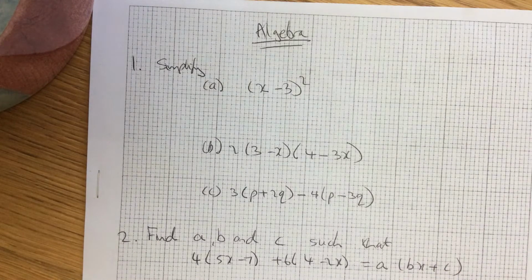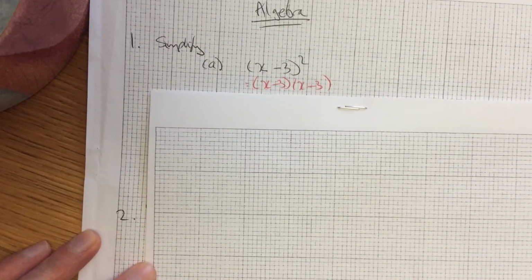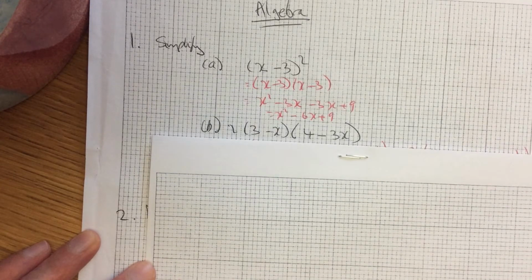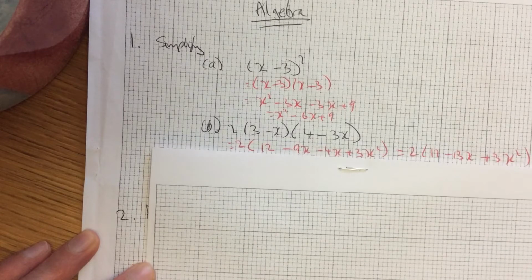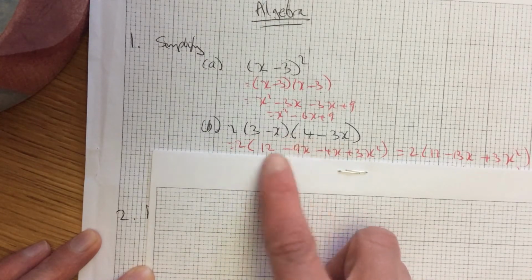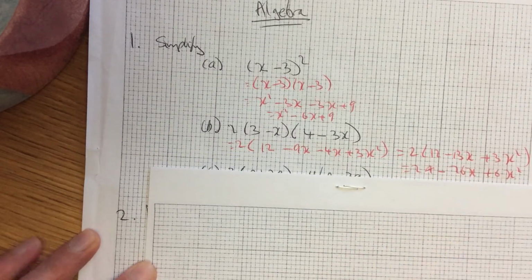Okay, I have picked some very awkward algebra questions here, and I'm going to talk you through exactly how I answer them. The first one is a simplify. So you're left with this. Write the bracket out twice, and then just multiply out your brackets and tidy up. For part B, ignore that 2. Multiply out your bracket, tidy it up, and now multiply by 2 at the end.